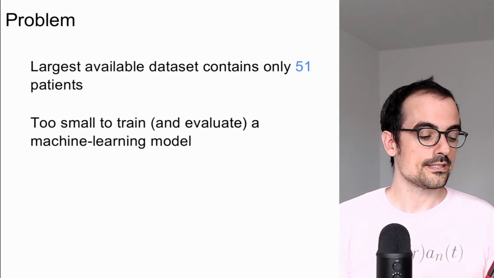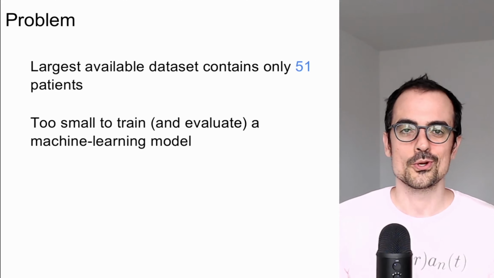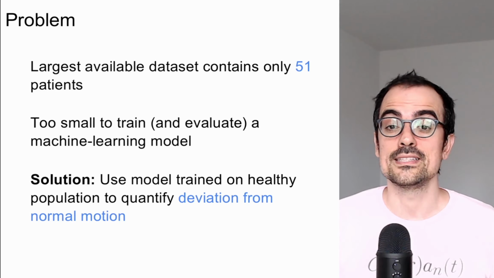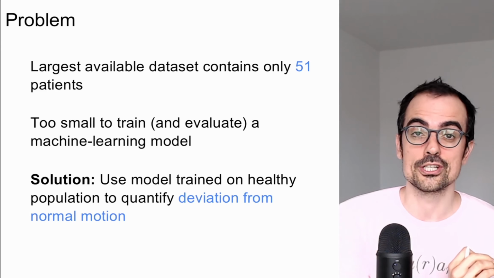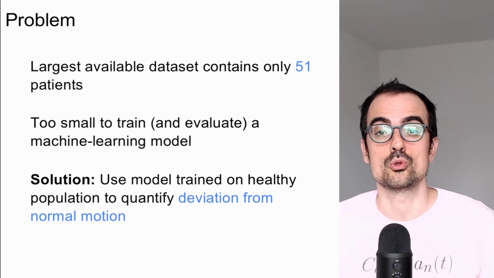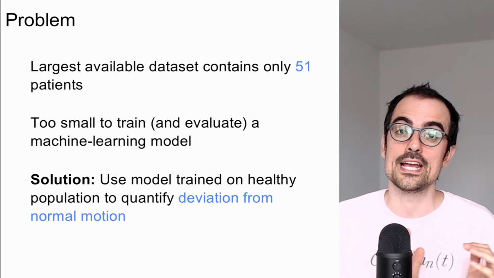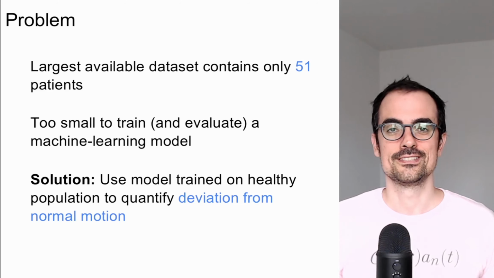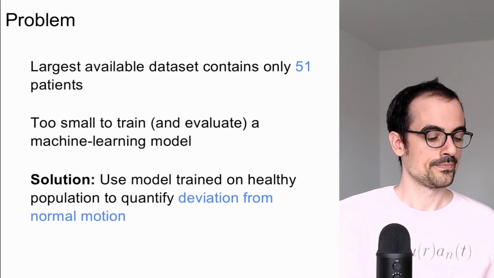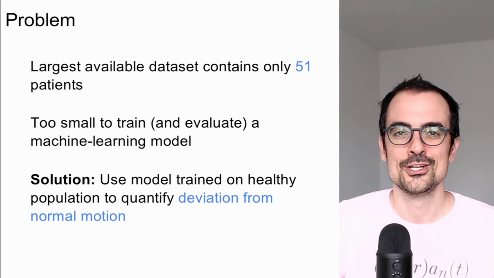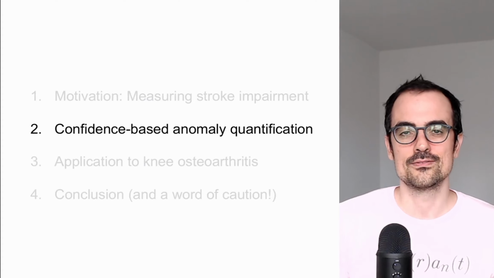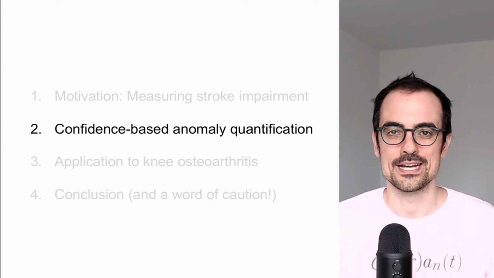In order to address this, our proposed solution is to use a model that is trained only on a healthy population, but then can be applied to stroke patients to quantify their deviation from normal motion. And this brings us to our proposed method for confidence-based anomaly quantification.